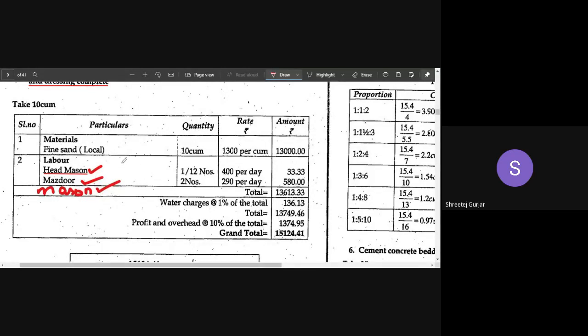Their daily wages. Sir, head mason is 650, mason 500, mazdoor 350 or 300. Okay, so these are the prevailing rates currently in our city for these kinds of labor. Yes, Bisti, sir. I think Bisti are not being used in construction works, I think.